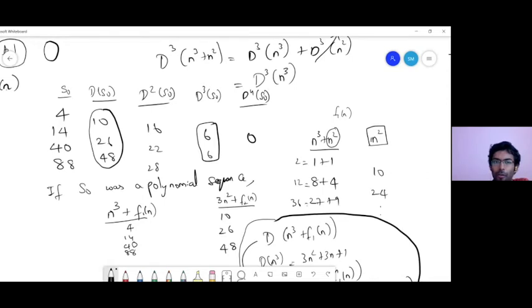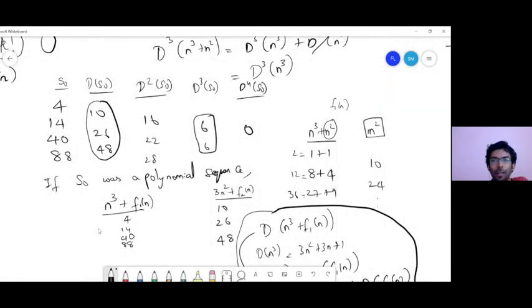What we have got so far is that the given sequence 4, 14, 40, 88 is n cube plus something. This much we have got. Now we are looking at an alternate method to find the polynomial. We already saw that using a system of linear equations we can solve this. But using this property of successive differences that we have observed so far, can we come up with a formula more quickly?